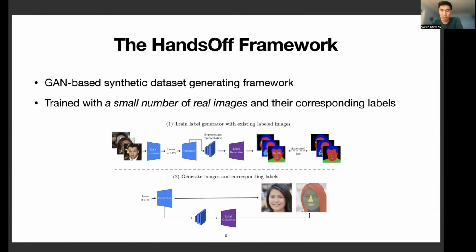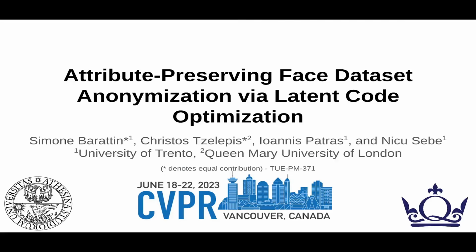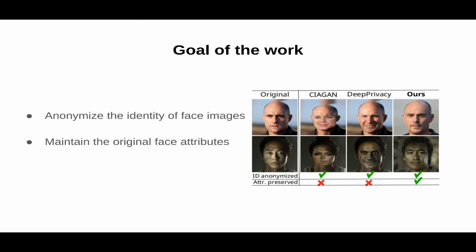We present our work, attribute preserving face dataset anonymization via latent code optimization. This work defines an anonymization framework for image face datasets, capable of maintaining the original face attributes while still obfuscating the identity portrayed. This result is obtained by optimizing the single image's latent code by using an identity obfuscation loss along with an attribute preserving loss.